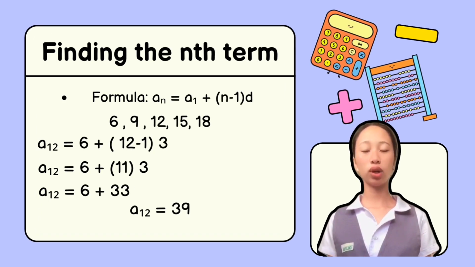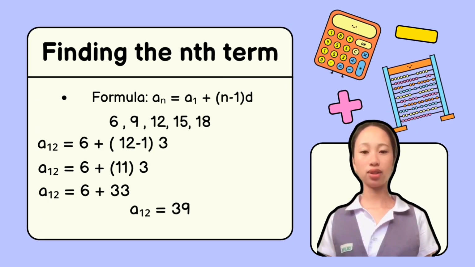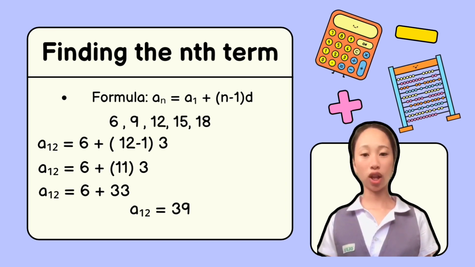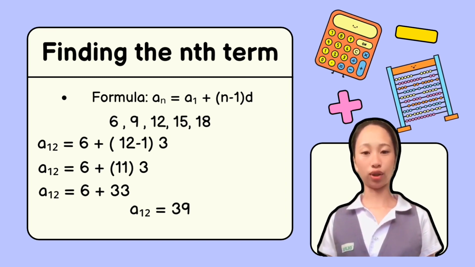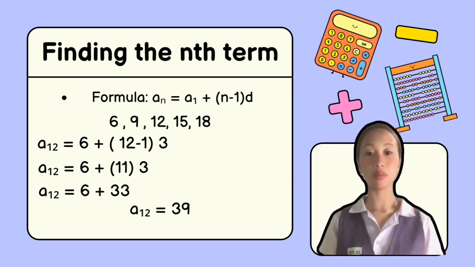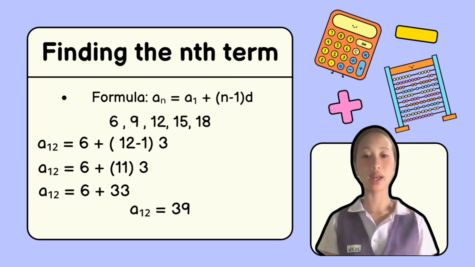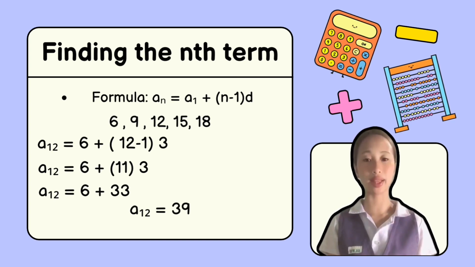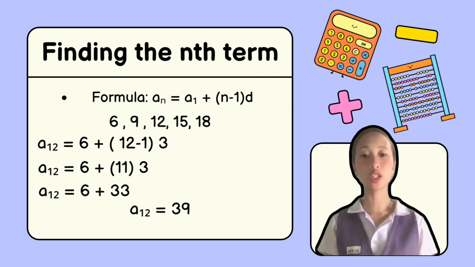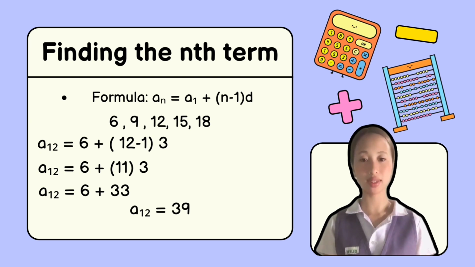We'll find the 12th term of the arithmetic sequence 6, 9, 12, 15, 18, and so on. A sub n will be a sub 12 since we're looking for the 12th term. Then, a sub 1 will be 6 since it is the first term of the sequence, n is 12, minus 1, times d, which is 3, the common difference.